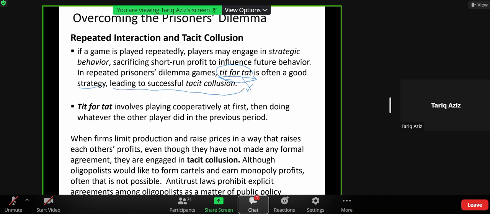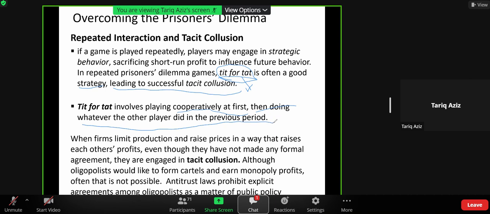So if every party in that game is following this tit for tat, then in the long run, in a repeated game, tacit collusion will develop, and every player will learn that collusion is in their best interest. Tit for tat involves playing cooperatively at first. So first we will cooperate. We will not cheat. Then we do whatever the other player did in the previous period.